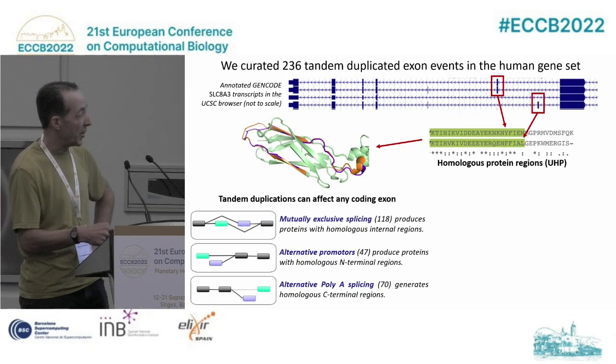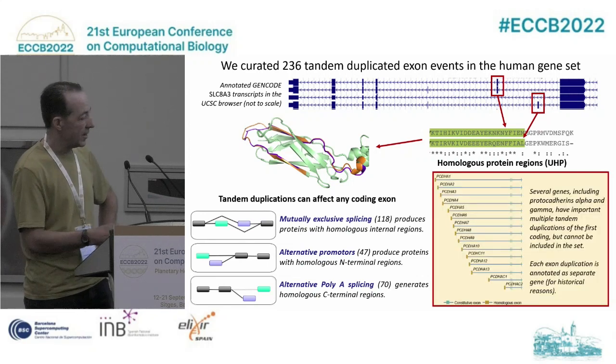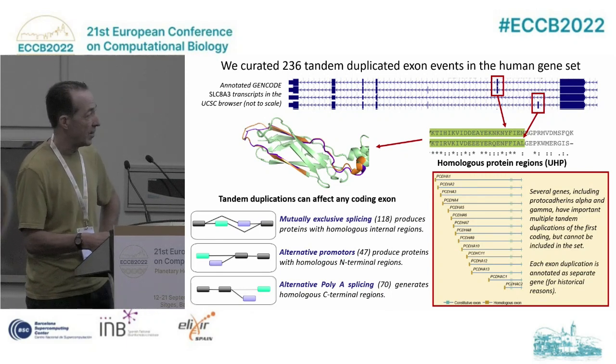And so even though most of these tandem duplicated exon substitutions are internal, the ones at the 5' and 3' ends are actually a lot more common than you would expect them to be. So these are actually enriched in the terminal regions. And then just to mention that there's a whole set of splice isoforms that we left out. For example, the protocadherins have got a huge number of these homologous 5' exons, but we don't include them in our set because they're actually defined as separate genes for some strange reason.